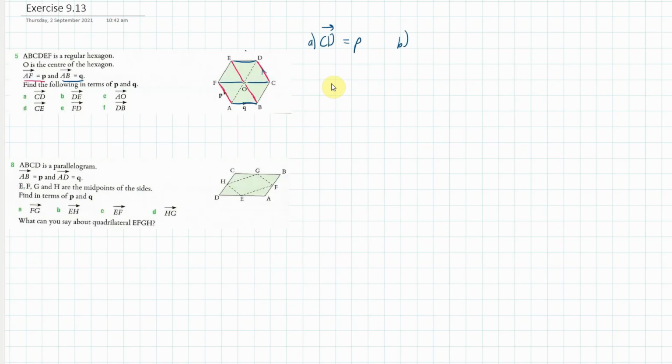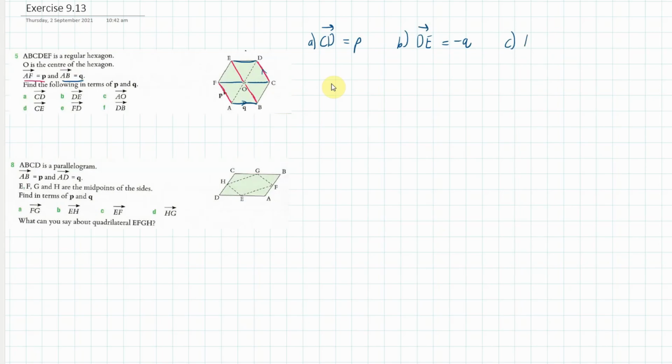Okay, B, DE. What are we doing for DE? Well, D to E is simply minus Q, because Q you can see is that way, and we're going against that, so it's minus Q.